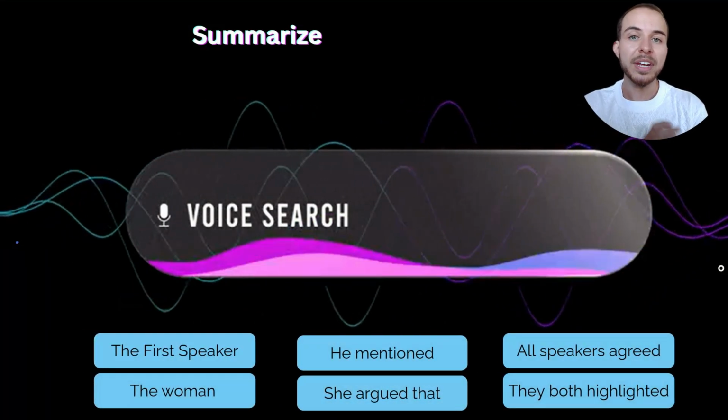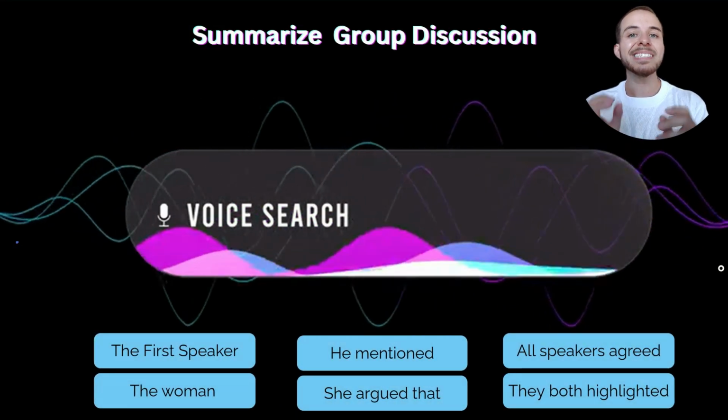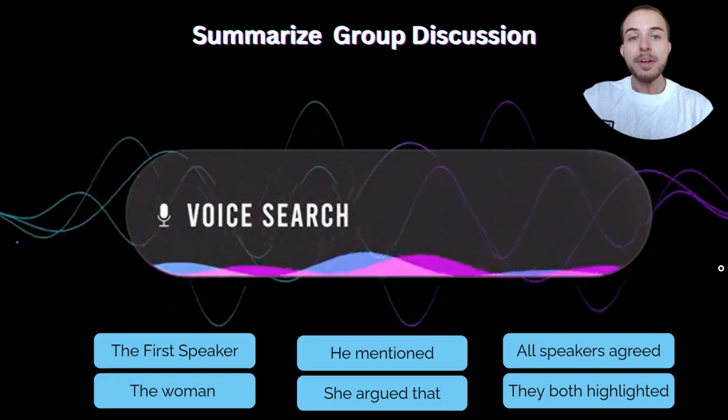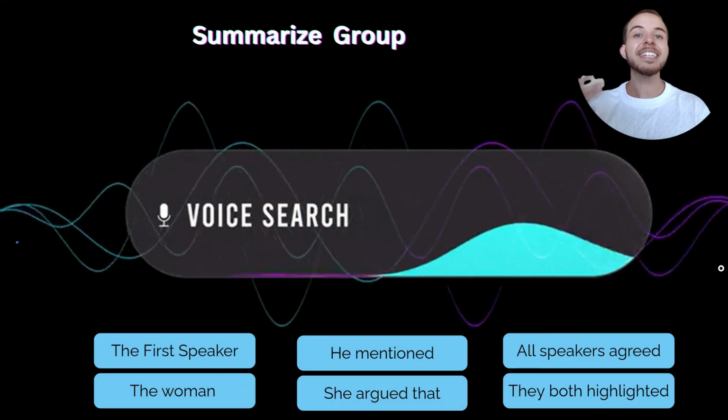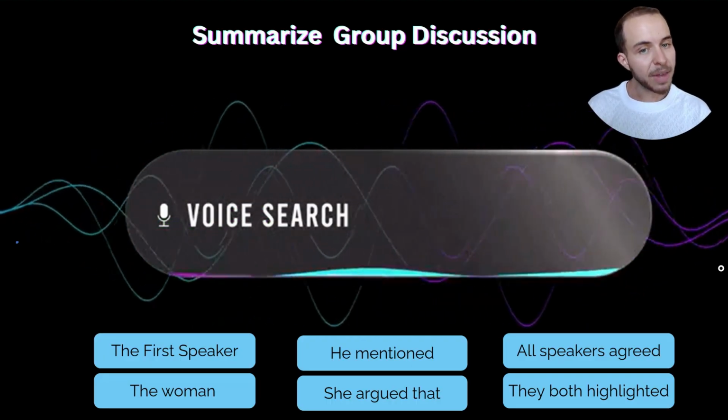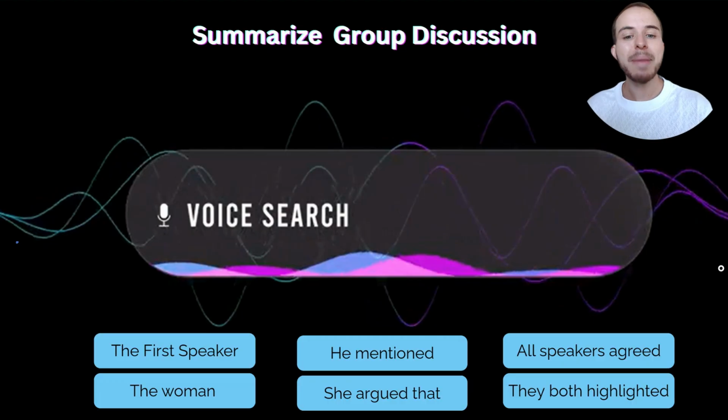The most important thing that you want to do in this section is identify the speakers and give them some type of title, like the first speaker or the man, the woman. This is an imperative so that when you are speaking, you can refer back to it. Then we're going to use verbs like he mentioned, she argued, all speakers agreed, or they all highlighted together. These types of verbs make sure that you are following in track in order of the sentences.